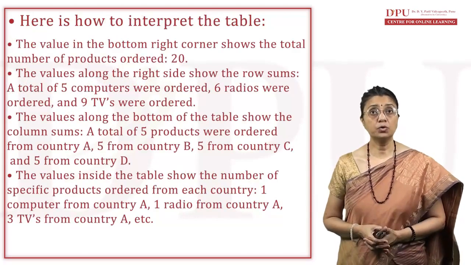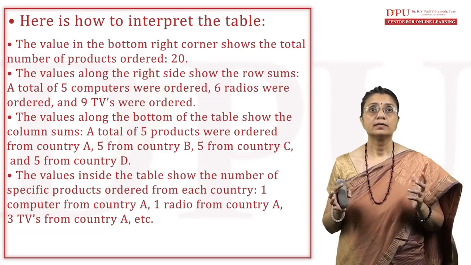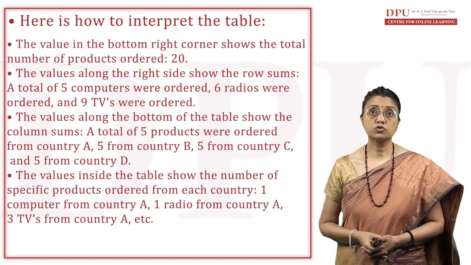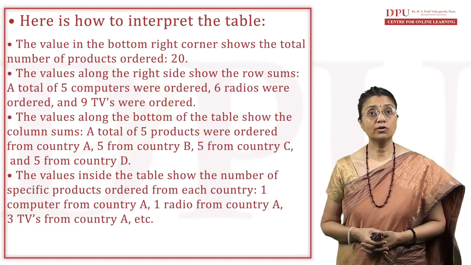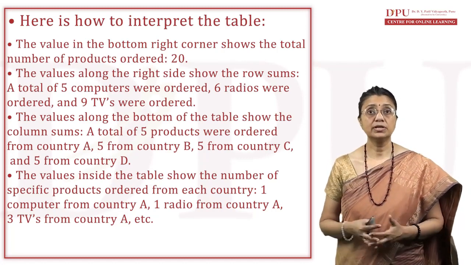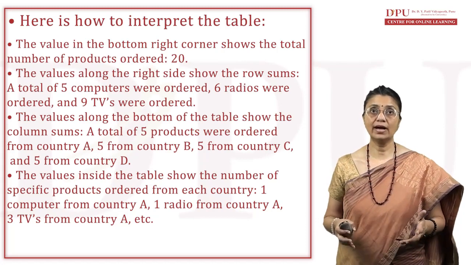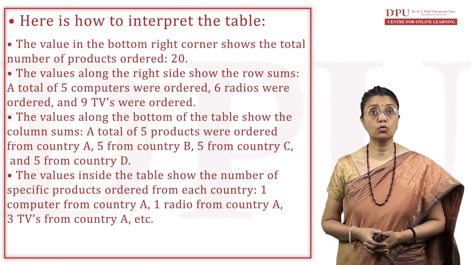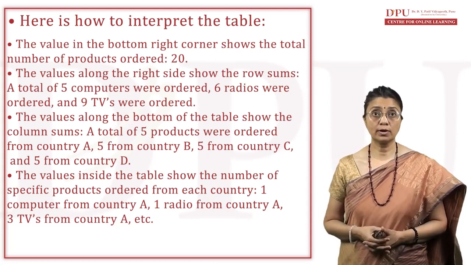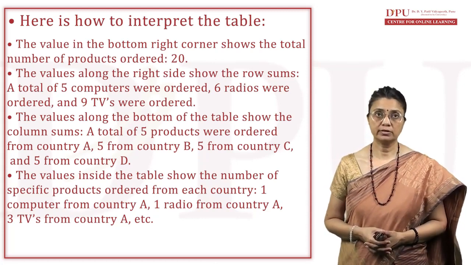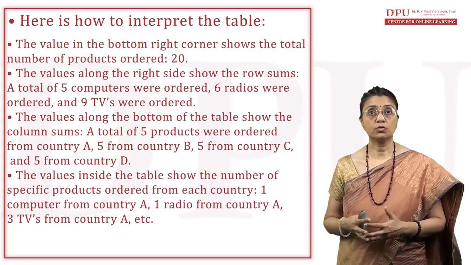Let's understand how to interpret the table now. The value in the bottom right corner shows the total number of products ordered, which is 20. So how many orders were placed? 20. Next, the values along the right side show the row totals. A total of 5 computers were ordered, 6 radios were ordered, and 9 TVs were ordered. So we can see that we have the row totals.